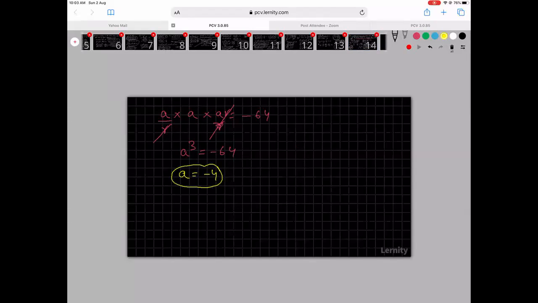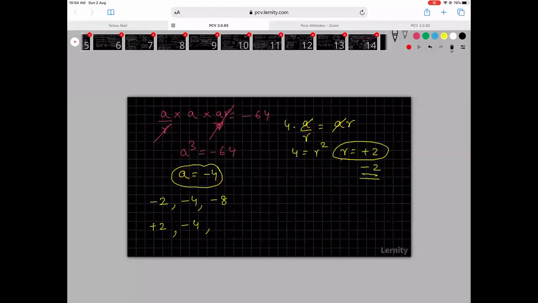Then it is told to you that 4 times the first one is equal to the third term. So the A's will get cancelled and I'll get 4 is equal to R squared. So R is equal to plus 2 or minus 2. Suppose I take R is equal to plus 2. So the first term will be minus 2. Second term is minus 4. Third term is minus 8. If R is equal to minus 2, first term will be plus 2. Second term will be minus 4. Third term will become 8. So this is the sequence.